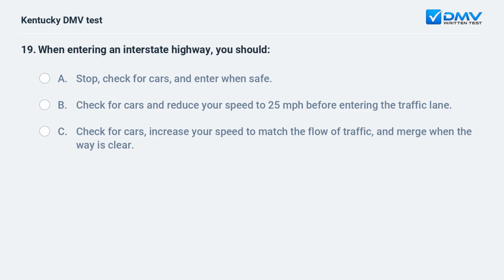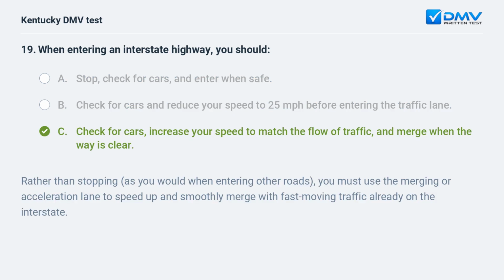When entering an interstate highway, you should: A. Stop, check for cars, and enter when safe. B. Check for cars and reduce your speed to 25 miles per hour before entering the traffic lane. C. Check for cars, increase your speed to match the flow of traffic, and merge when the way is clear. C. Check for cars, increase your speed to match the flow of traffic, and merge when the way is clear.